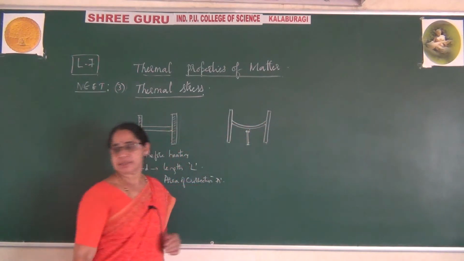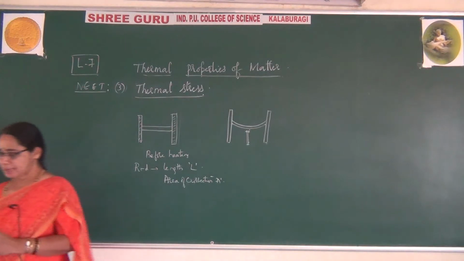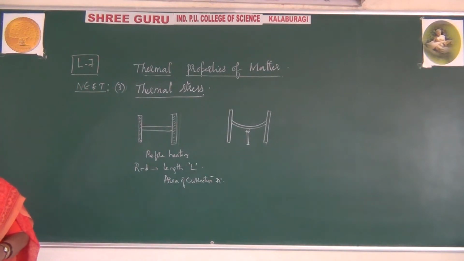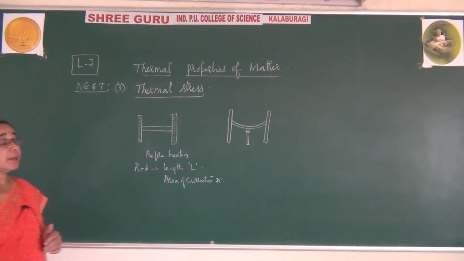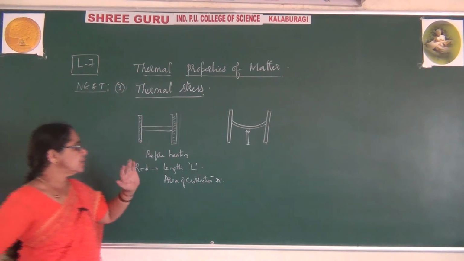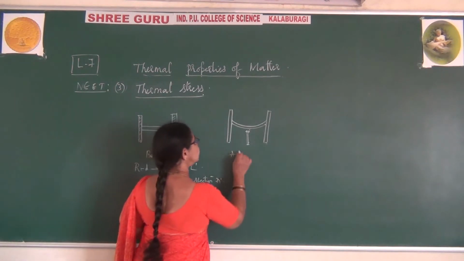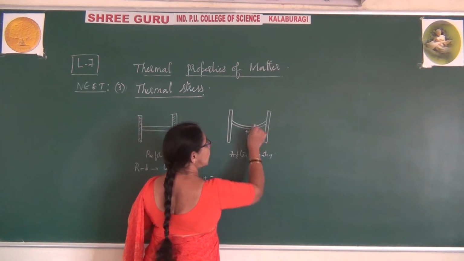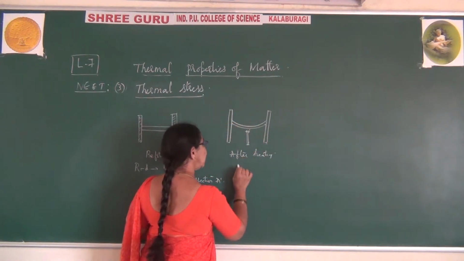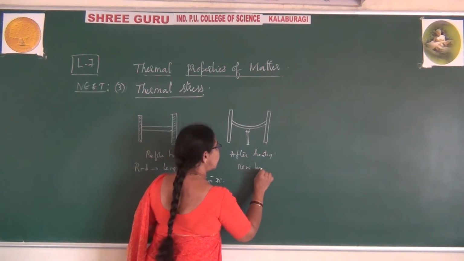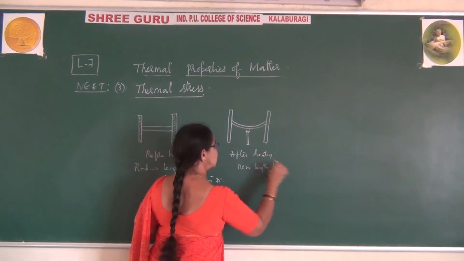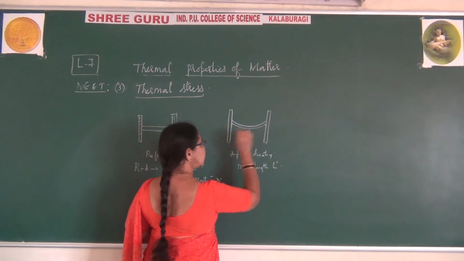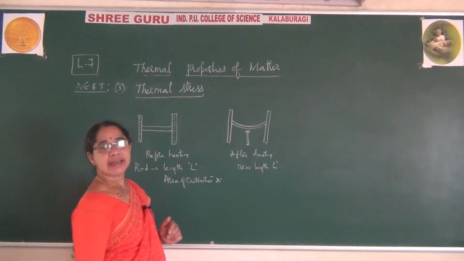This will take place because whenever you heat this, the rod bends. This is after heating. So the length changes. The new length, I can say, is L dash. After heating, the length is L dash.